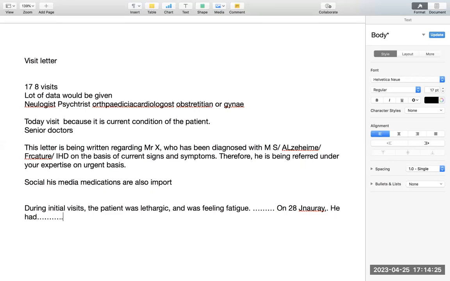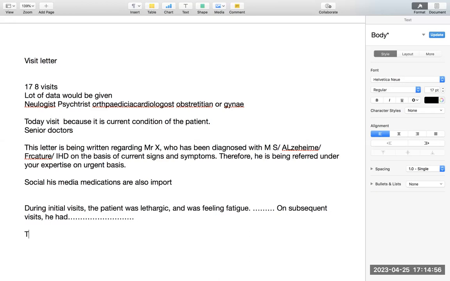So you will write the main data. You can combine the visits, or you can also write on subsequent visits. You can combine the data according to the situation. So these are the 2 phrases which you can use: during initial visits and on subsequent visits. Subsequent visits, yeah, this is the spelling. So in this way, you can combine as many visits as you want. So on subsequent visits, he had this and this problem.